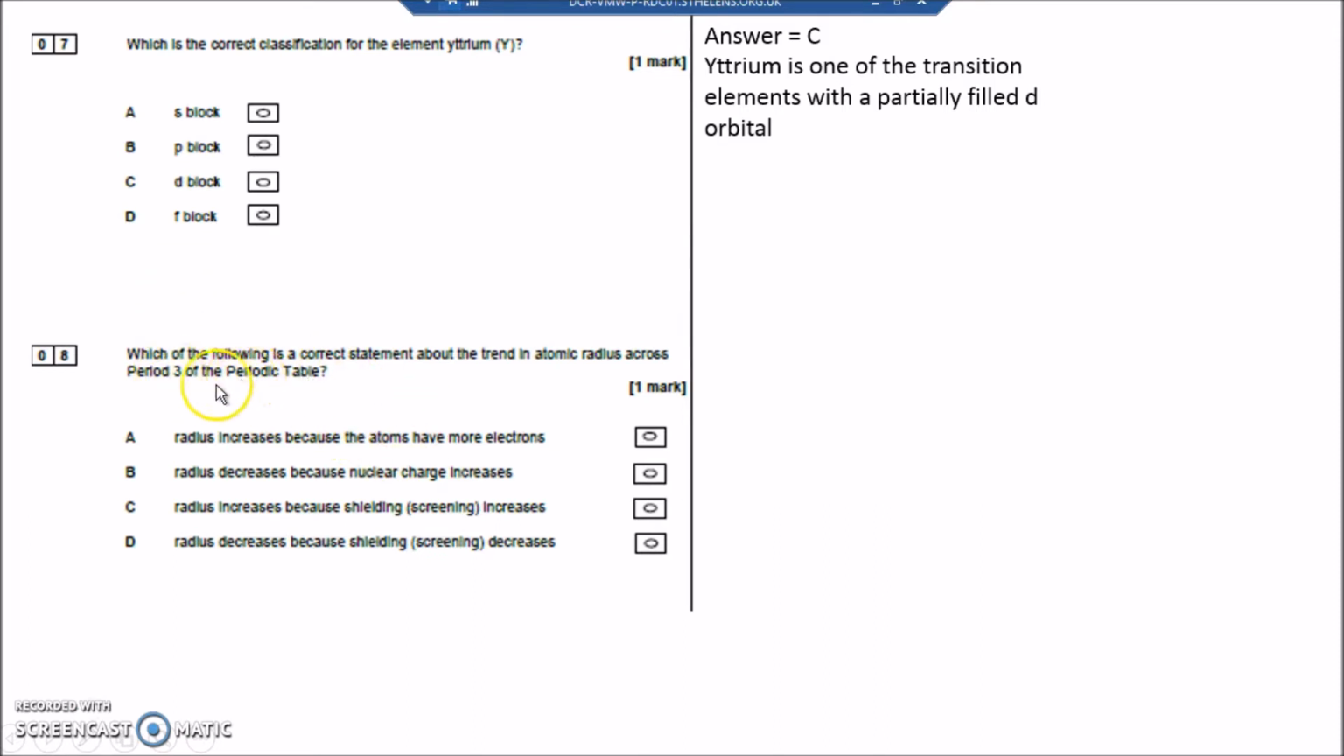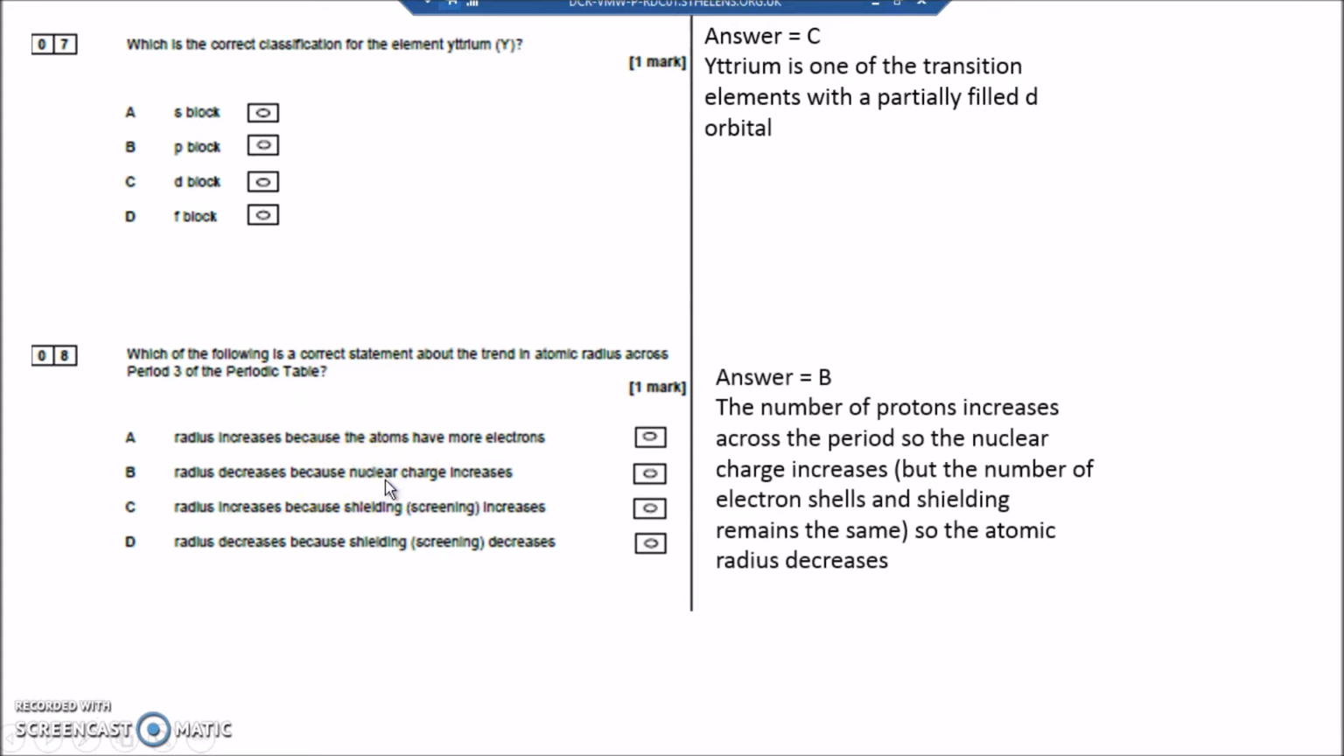All you're getting, across the periodic table from left to right, is that the proton number increases, so you're getting more and more protons in the nucleus, so you get an increased nuclear charge or increased nuclear attraction, and therefore the atomic radius is going to decrease going left to right across the period. The answer is B.